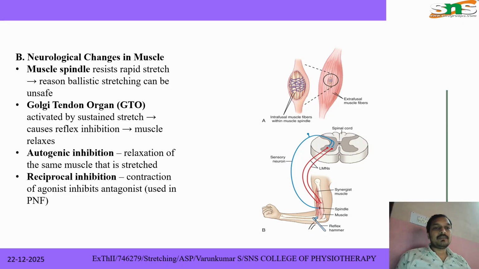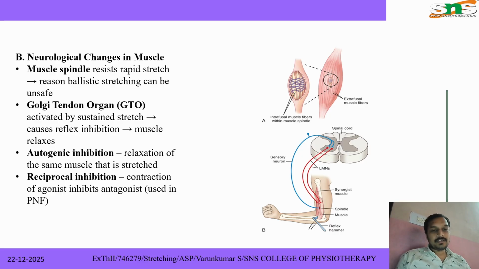So the neurological changes in the muscle. They involve the muscle spindle, which resists rapid stretch. So that is the reason ballistic stretching can be unsafe. Then the Golgi tendon organ. The Golgi tendon organ is activated by sustained stretch, which causes reflex inhibition, and thus the muscle is relaxed.